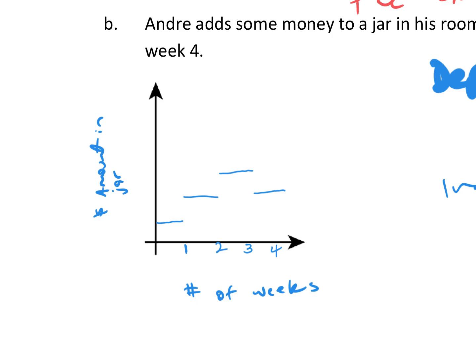You could have written not a bunch of smaller lines, but you could have made it more of a curve. But you should show that as X is increasing, Y is increasing for the first 3 weeks, if you talked about the amount of money in the jar, and then a decrease after 4 weeks.